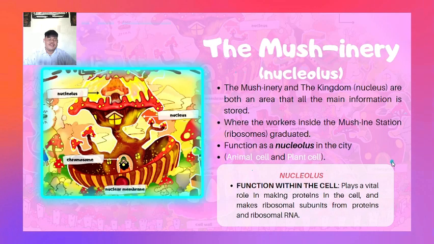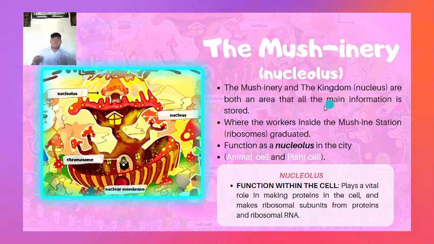Next one, the machinery. This is the machinery. The machinery and the nucleus are both an area where all the main information is stored. So the machinery is where the workers inside the machine station graduated. The workers in the machine station, or in the ribosomes, graduated here in the machinery. So the machinery functions as a nucleolus in the city, and it can be seen in animal cell and plant cell.